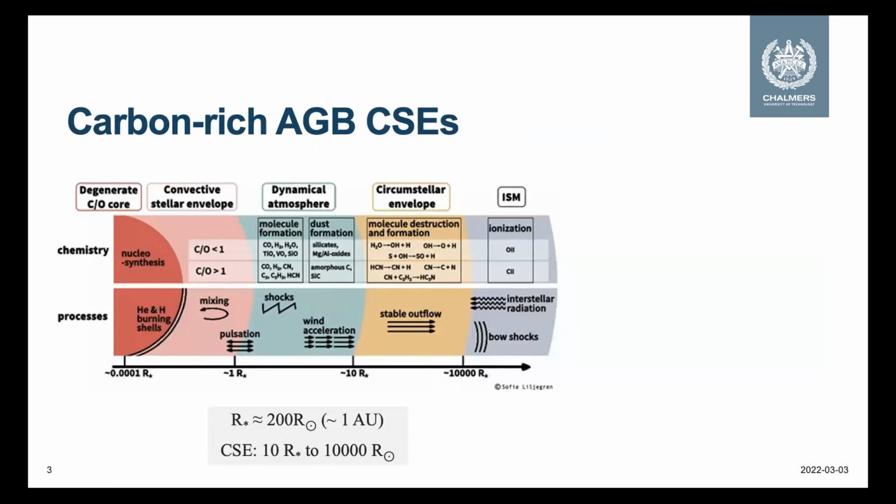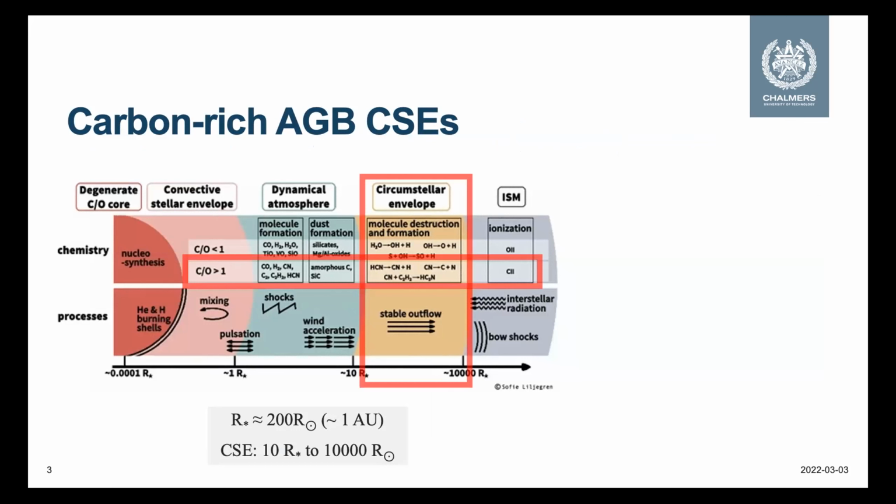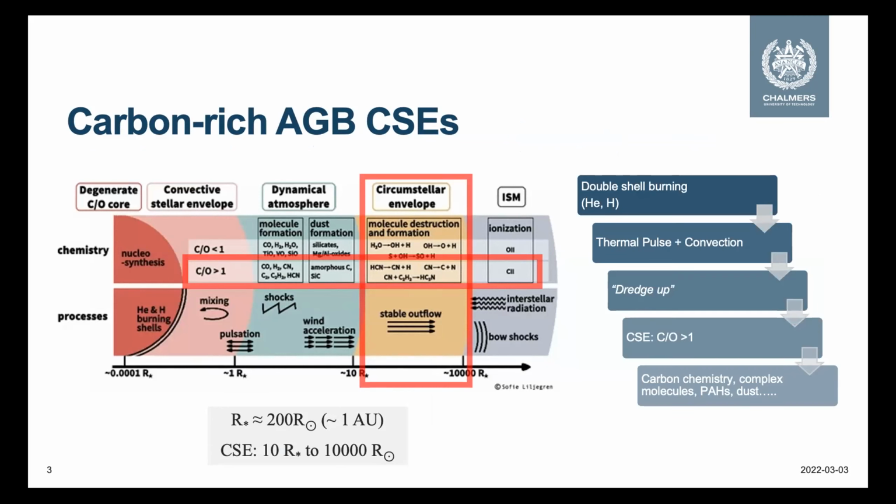Here is a schematic diagram of the structure of an AGB star. These stars have an inert carbon-oxygen core at the center, and then shell fusions of helium and hydrogen outside it. The highlighted part is what we are going to look into today: the circumstellar envelope of these stars, where most of the interesting carbon chemistry happens. This diagram is not to scale, because the circumstellar envelope is actually huge compared to the other regions. It ranges from around 10 stellar radii to 10,000 stellar radii. Actually, I made a mistake there in the R, but yeah.